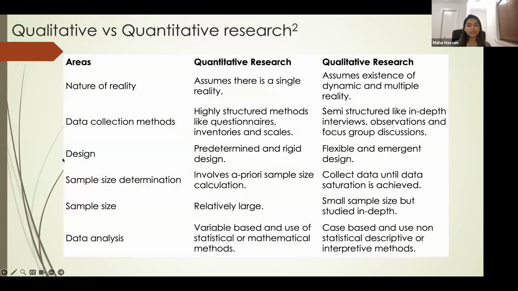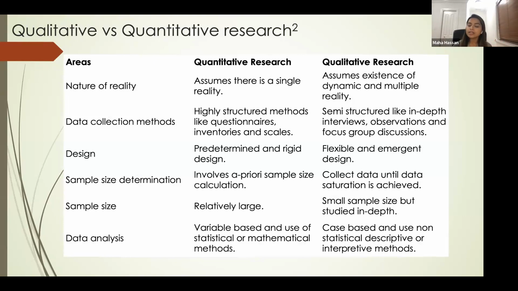This is just a brief description of quantitative and qualitative research. Quantitative research assumes there's a single reality. When we start a research project, we have a question in our mind. We already have that question, and we're looking for evidence that either supports that question. So we know either that question is true or false. That's our basic purpose of that research.